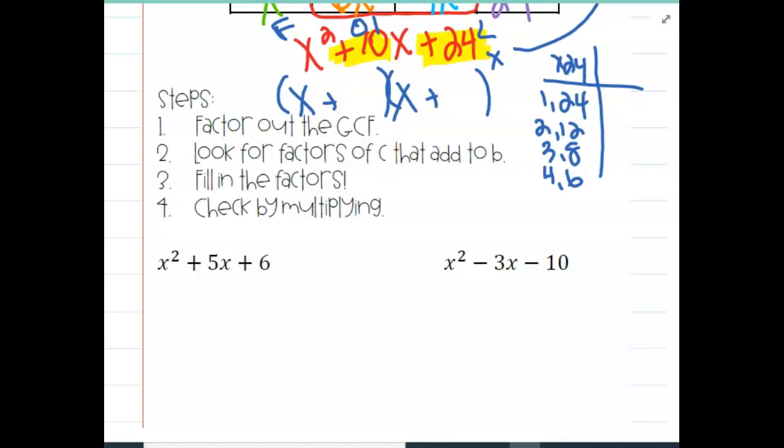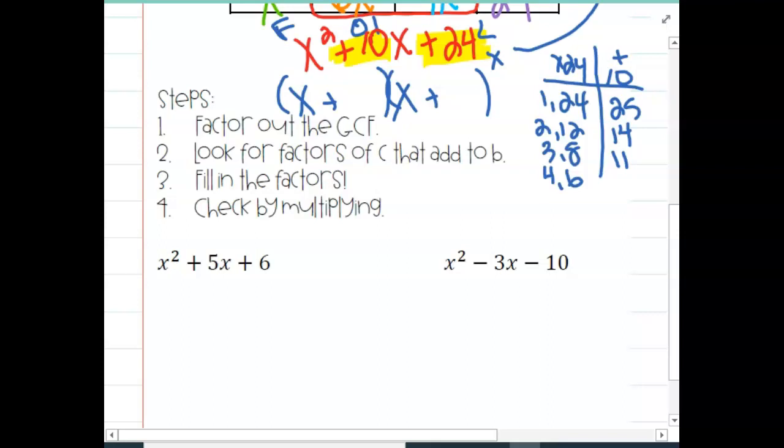If I did 1 and 24, okay, I know that my middle term would be 25. This is what's going to go in that other column. And how you're going to find these is you're going to add them together. Now what I need them to add together to be is 10. So we already saw that 2x and 12x would give me 14x. Now I don't even have to plug them in, but if you plugged in x plus 3 and x plus 8, guess what your middle term would be? 11x, which is not 10.